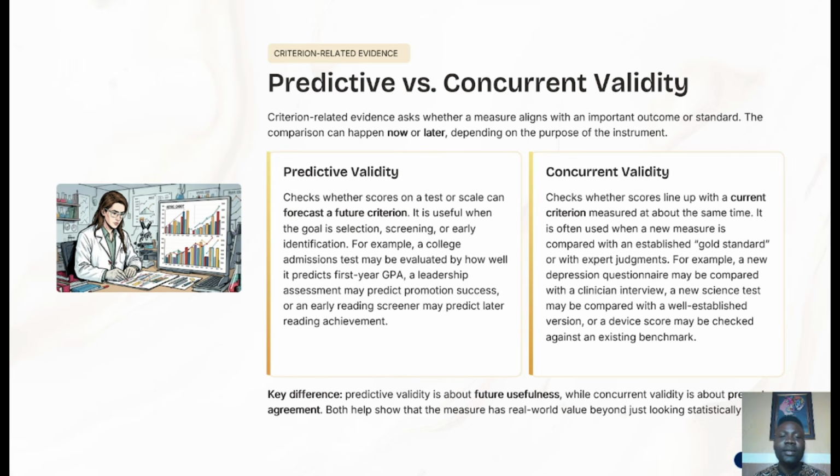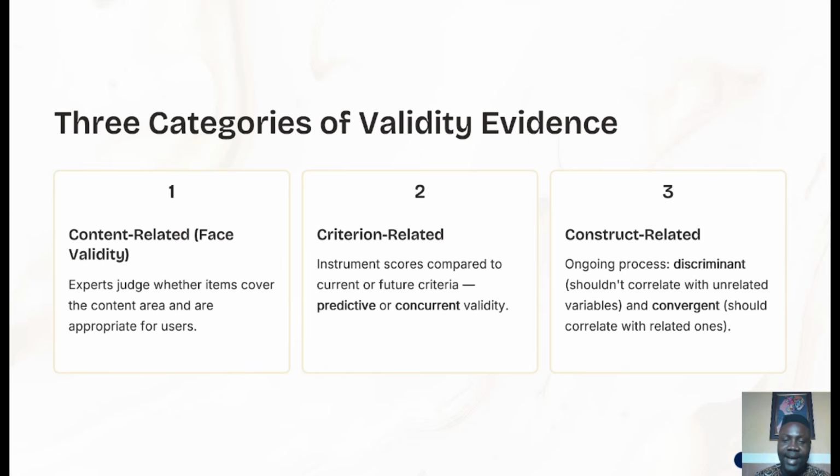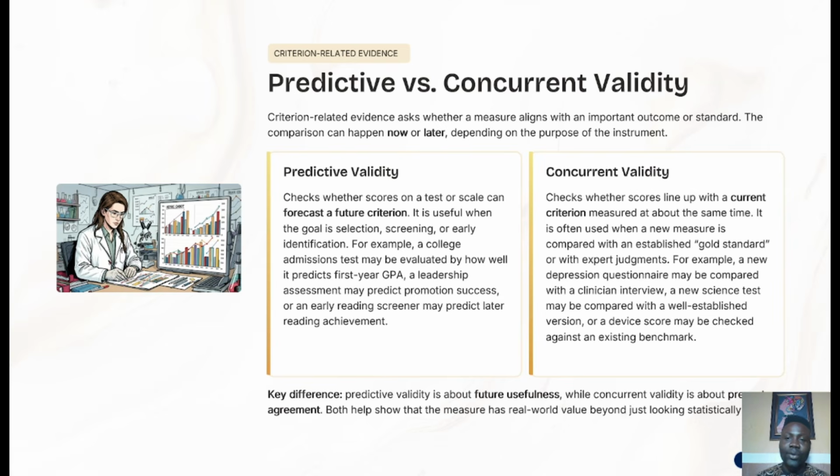So let us talk about the second type of validity, which I did not explain in detail, which is the predictive or concurrent validity. You see, it is criterion related validity, and I said it has two. It could be predictive, it could be concurrent. So these two are asking whether the measures align with an important outcome or standard. So the comparison can happen now or later.